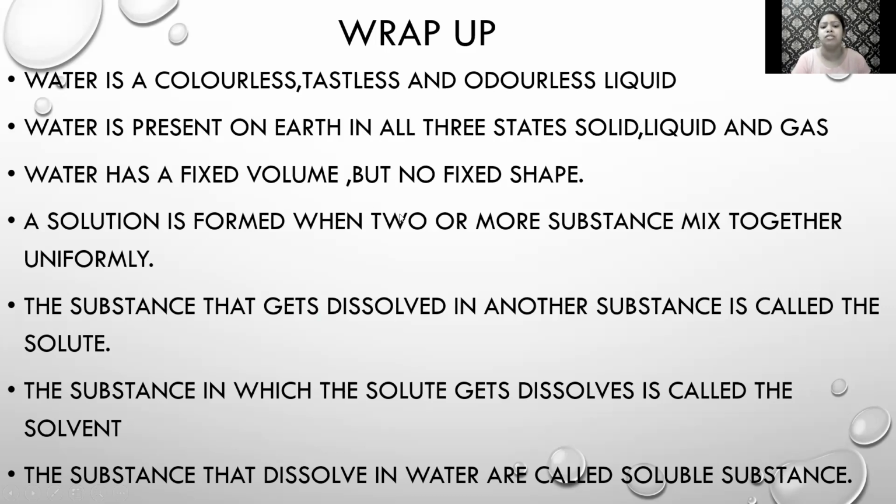A solution is formed when two or more substances mix together uniformly. Substance that gets dissolved in another substance is called solute. Substance in which the solute gets dissolved is called the solvent. Substance that dissolves in water is called soluble substance, and substance that does not dissolve in water is called insoluble substance. Okay, very good, children.